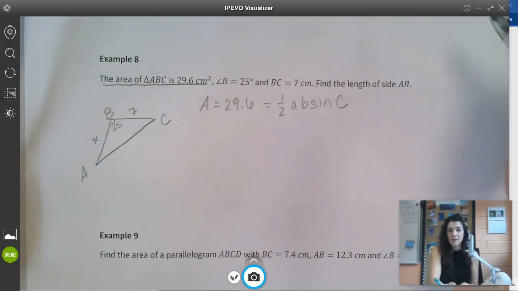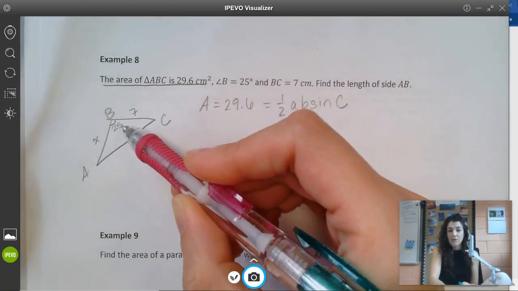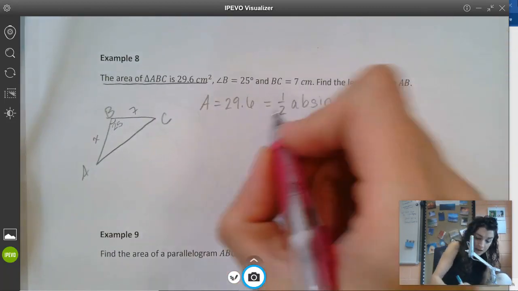And now we get to plug in the pieces that we have. Well, I've got an X and a 7, which can be my A and my B, and the 25-degree angle would be my C.